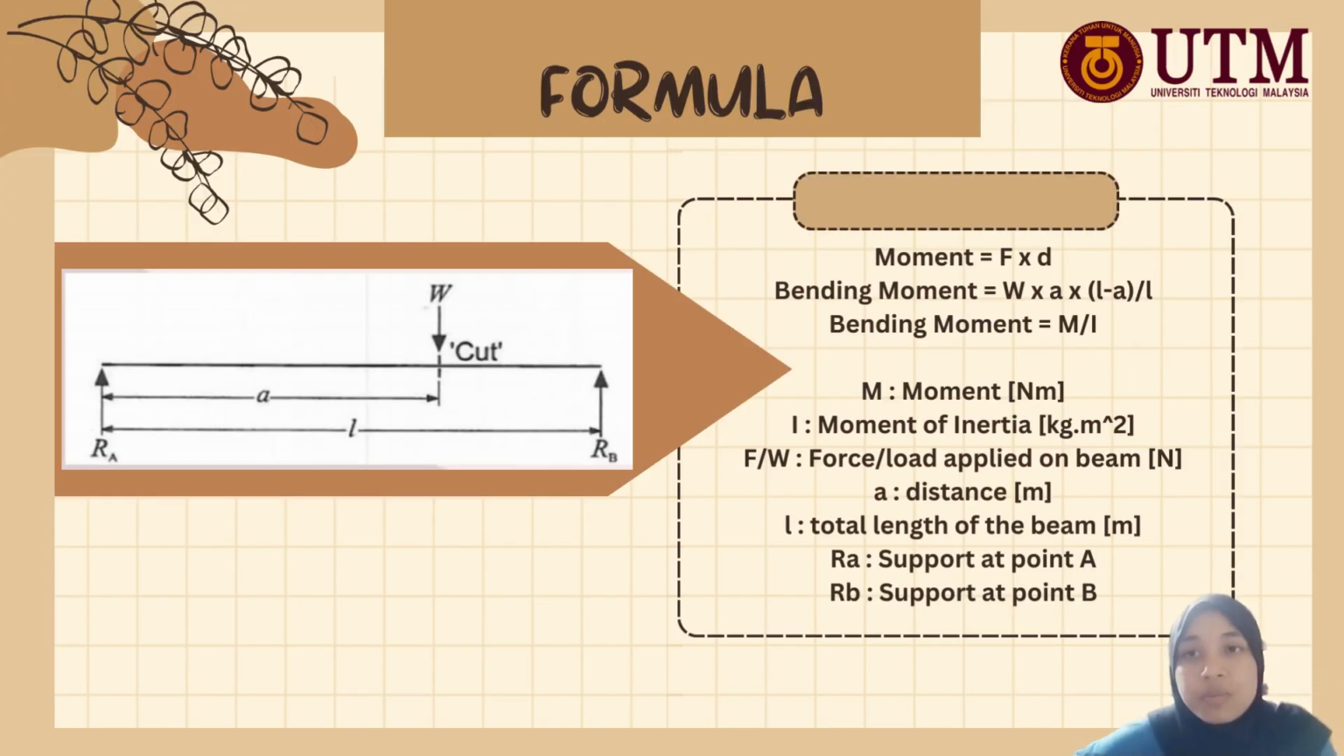Then, for the formulas that have been used in this experiment, firstly, we use the formula F times D to find the moment in this experiment. For the bending moment, we use the formula W times A times (L minus A) over L, which is equal also to M over I, which is moment over inertia.